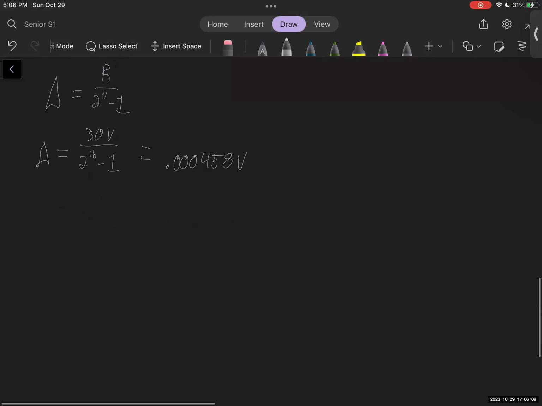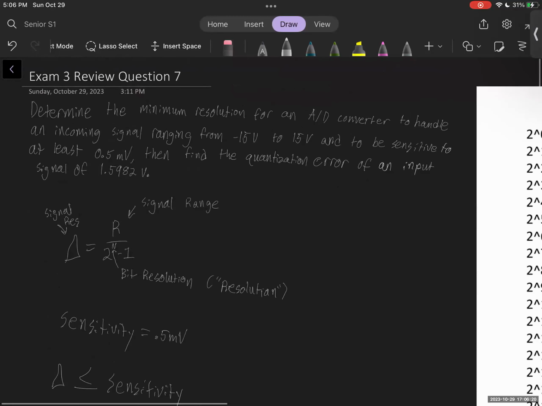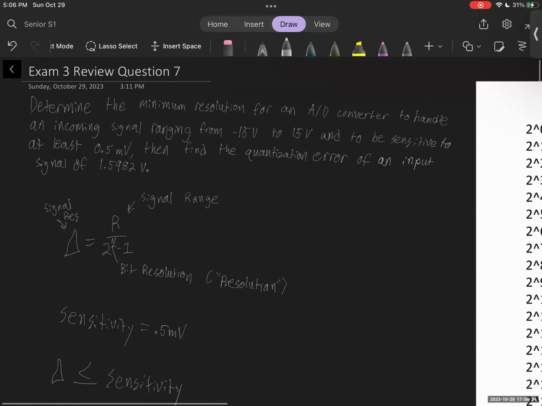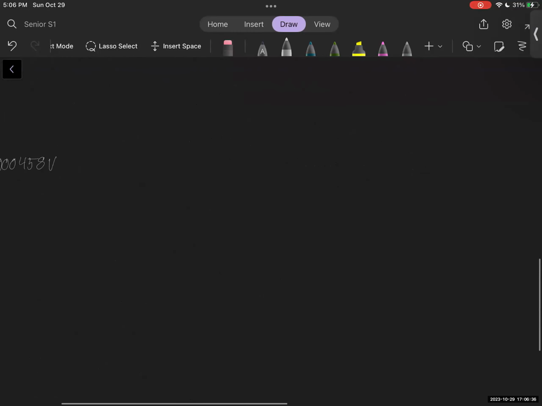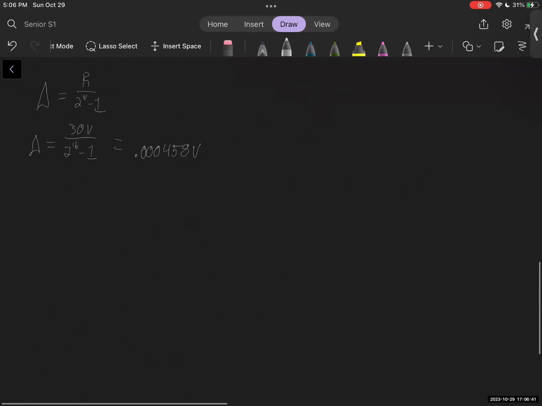Now we need to figure out how many steps it takes for us to get to our input value. In this particular case, our signal range is from -15 to 15, and the easiest way to do this is to offset our system and our signal to start at 0. So the way we're going to do that is we're actually going to take our input signal of 1.5982 volts.